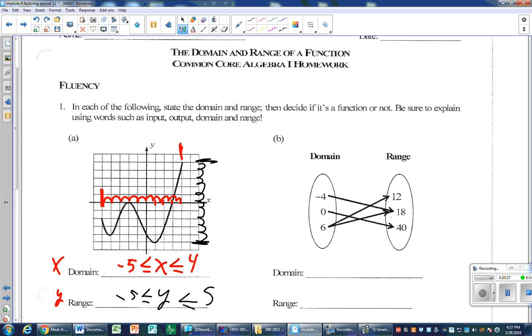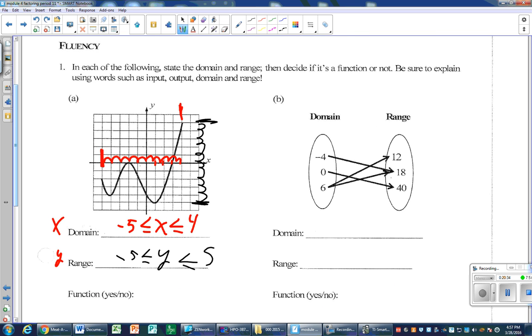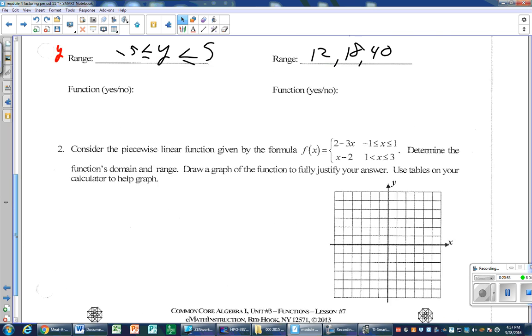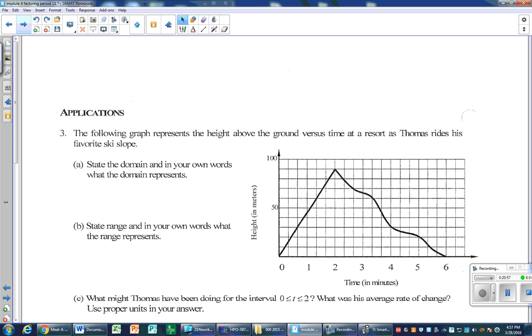Go ahead and try B. And the answers for B, domain, it's right there. -4, 0, and 6. Range, right there. 12, 18, and 40. If you haven't already started working ahead, go ahead and finish this page and the next page for homework.